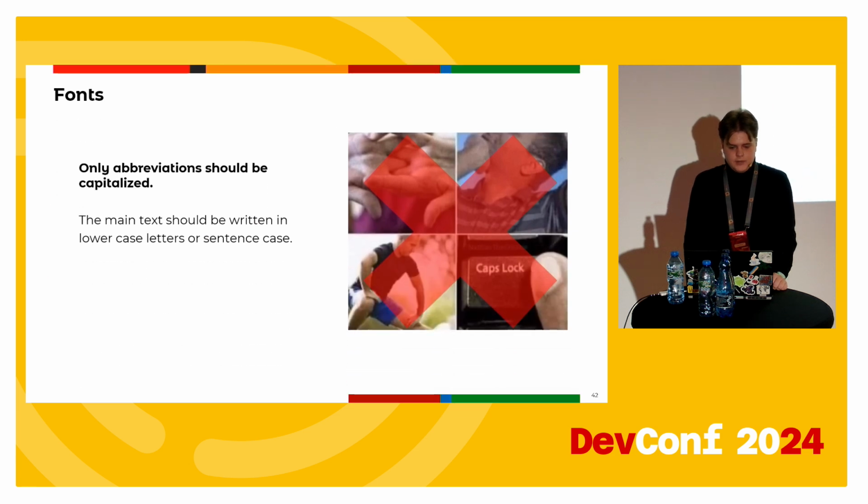In XML, we used to use the text all caps parameter to make text all caps, but thank goodness there is no such parameter in Compose. On some devices, screen reader reads text written in capital letters as an abbreviation, letter by letter. As you understand, it's very difficult to perceive it by ear. Only abbreviations should be capitalized. The main text should be written in lowercase or sentence case.